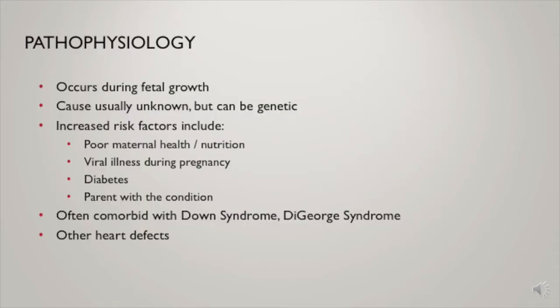The defects that characterize Tetralogy of Fallot occur during the first trimester of fetal growth. The cause of the defect is usually unknown, though it can be genetic. Additionally, there are factors that increase a baby's risk of being born with the condition. These include poor maternal health or nutrition, contracting a viral illness during pregnancy, a mother with diabetes, or having a parent with the condition. Additionally, Tetralogy of Fallot is often comorbid with other genetic disorders, such as Down syndrome or DiGeorge syndrome, and babies with Tetralogy of Fallot can often have other heart defects in addition to the tetralogy.